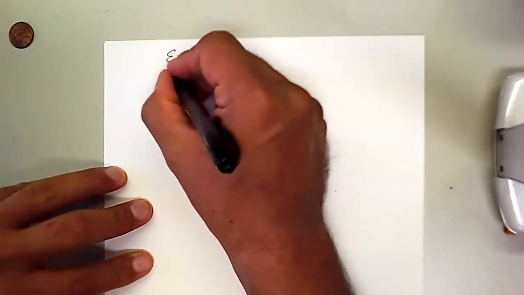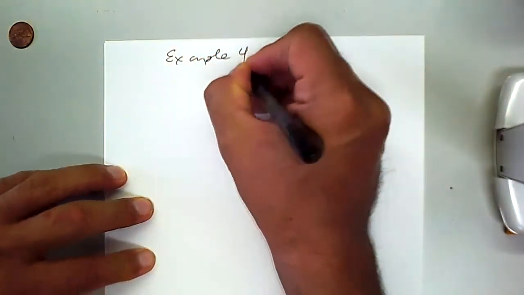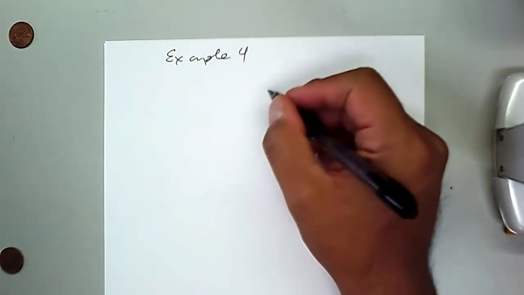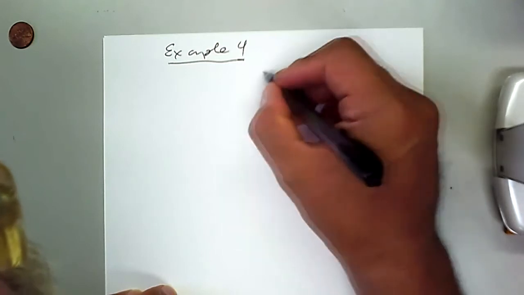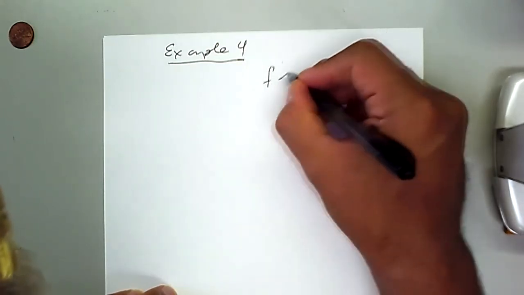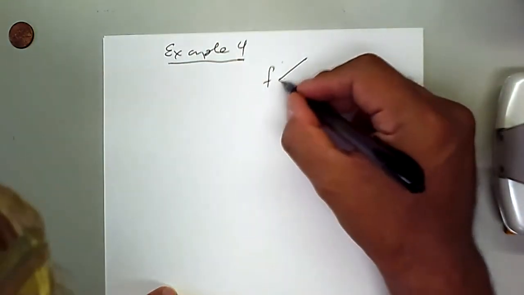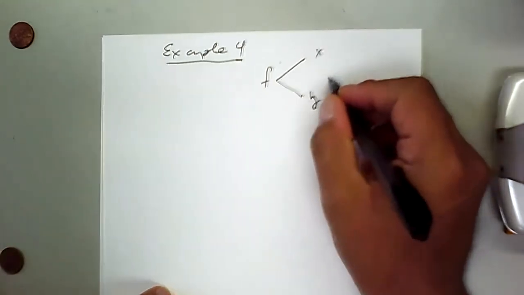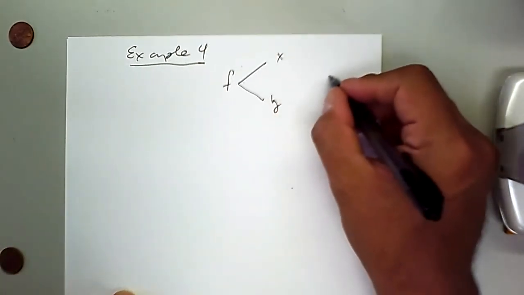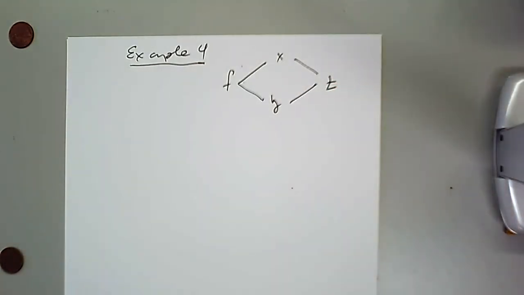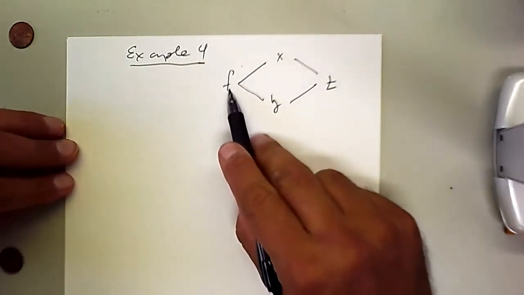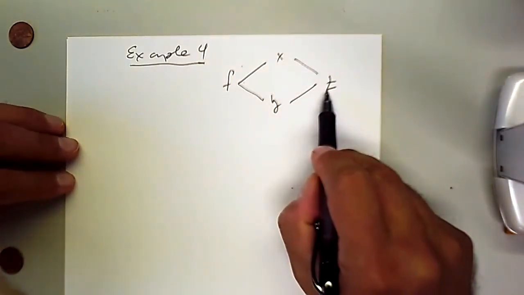So the next one will be example 5, rather, example 4. This is easier, but yet it has a little complication to it. So let's say you have a function F that relies on X and Y, and X and Y each rely on T. That's it. That's the whole diagram. So ultimately, F is a function of T.